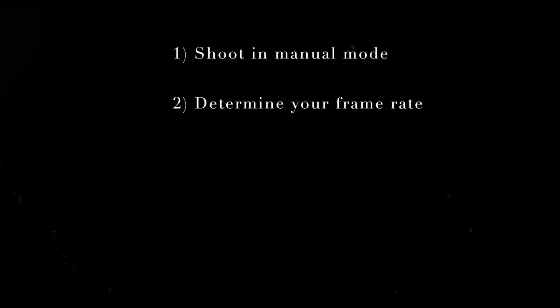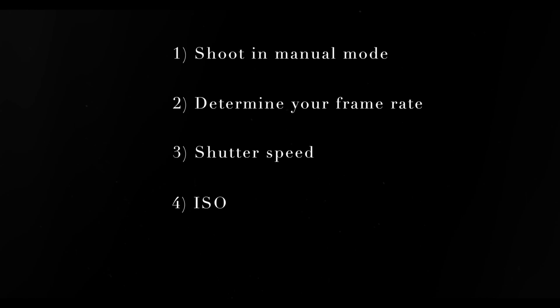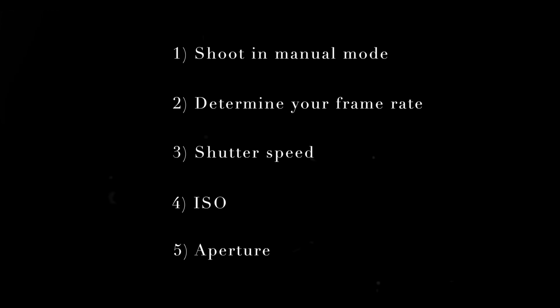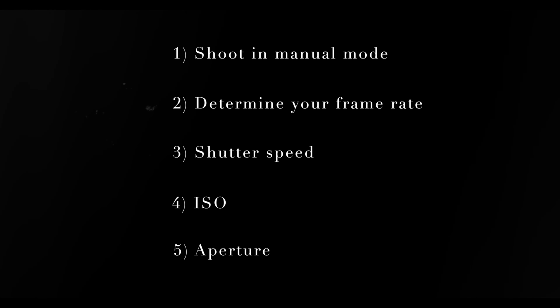Shoot in manual mode, determine your frame rate, and get the right exposure through your shutter speed, your ISO, and your aperture. Okay, so now we're gonna go through each of the 5 steps that we just talked about to turn this overexposed image of Jason into a perfectly exposed shot.